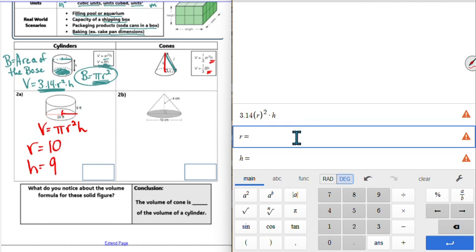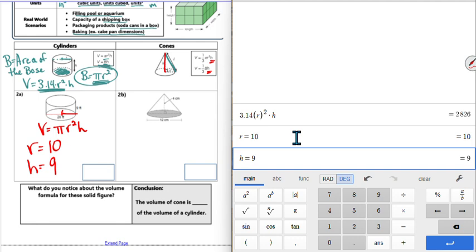So I'm going to say r equals 10, h equals 9, and immediately Desmos is replacing those numbers. It's saying 10 is going to go in place of r, 9 is going to go in place of h, and this is going to be the value, 2,826 feet cubed.